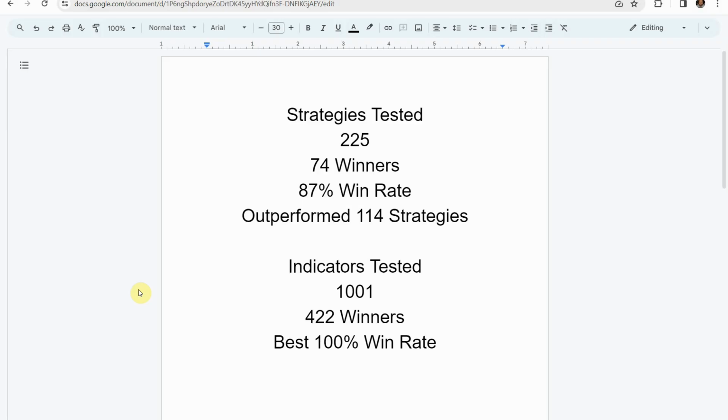Alright, as I said, today we'll be testing a 15-minute crypto scalping strategy. Before we do though, I wanted to put the testing scoreboard up for everyone to see. To date, we have tested a total of 225 different strategies, with 74 of them being winners. The best one so far was able to achieve an 87% win rate. That was achieved using the Academy of Forex indicator, and so far, since we've been keeping track, it has outperformed 114 of the other strategies that we have put it up against, every single one so far. We've also tested a total of 1,001 indicators, with 422 of them being winners.